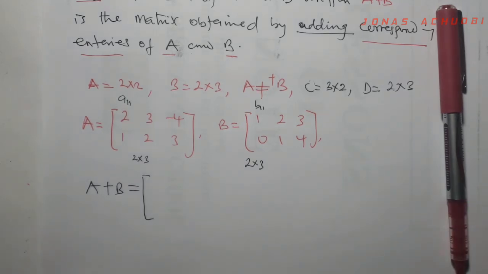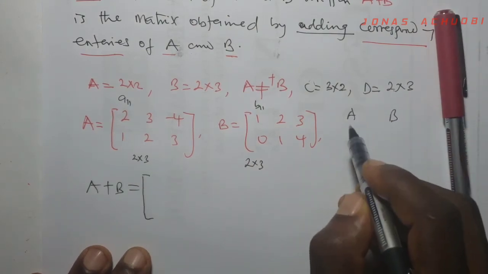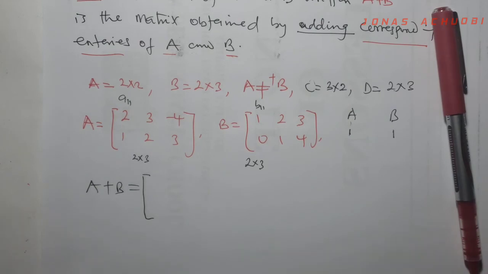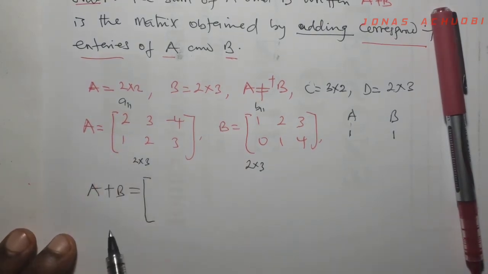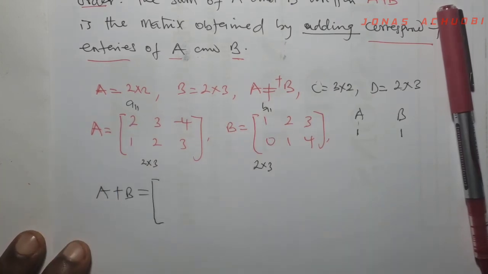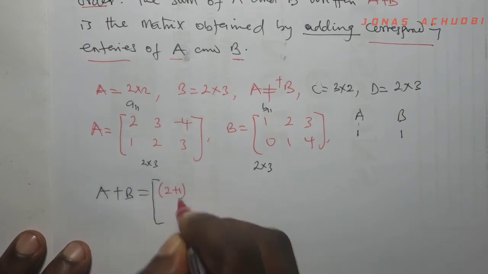Just like saying, we have two families, A and B. The first son of family A and the first son of family B occupy corresponding positions, right? I hope you get it now. Very good. So back to A and B here. So this entry 2 and this entry 1 are corresponding entries. So we can add them up. So we can add 2 and 1.